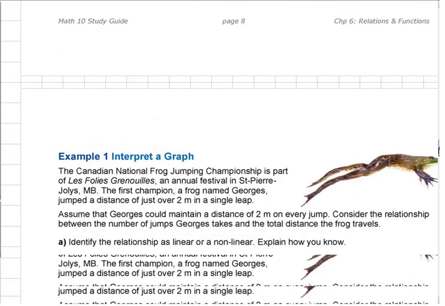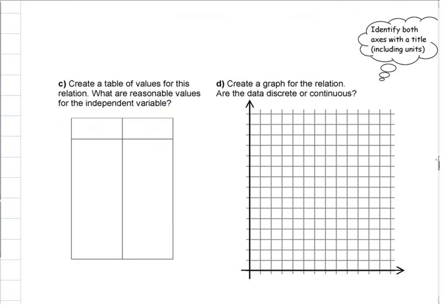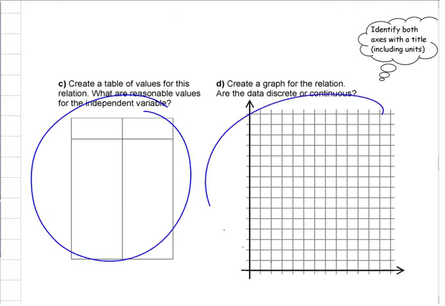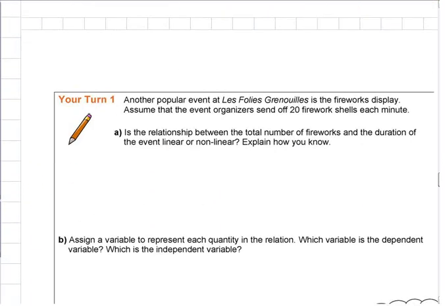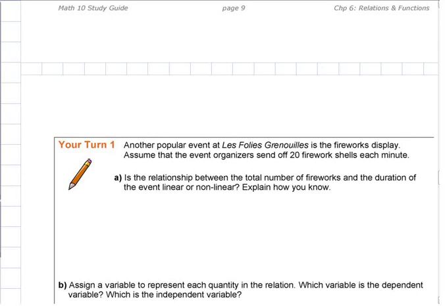The examples in here have you look at a situation, represent things two different ways, a table and a graph, and answer some questions about it. Can you get going on that right now? And then after lunch, you're going to keep working away at it. We're going to get a good chunk of stuff done today.